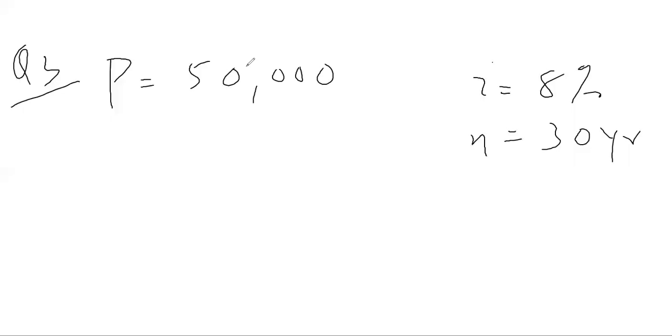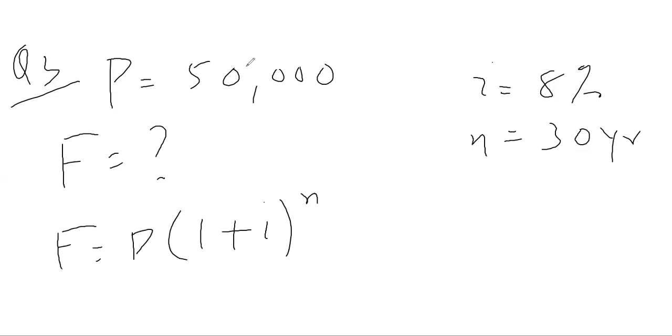What you have to find? Ma'am, F. Yes, because it is your matured amount, you have to find F. Which formula gives you F given P? The first formula. Just apply and tell me the answer. So your formula is, Ma'am, 50,000 into 1.08 to the power n. Yes, your answer?